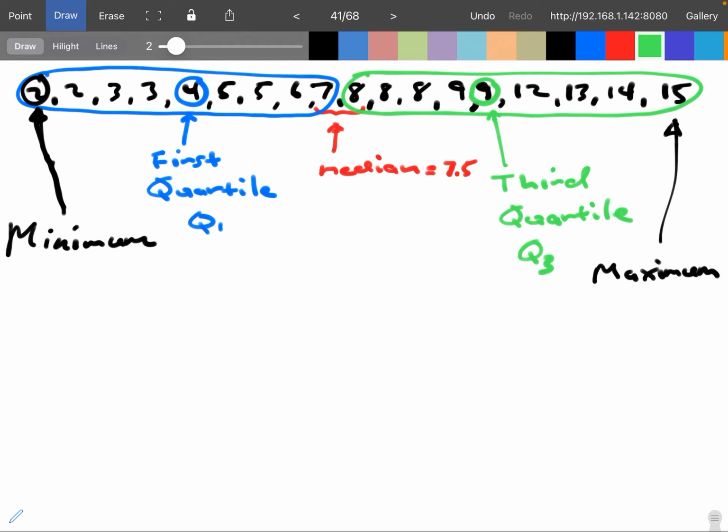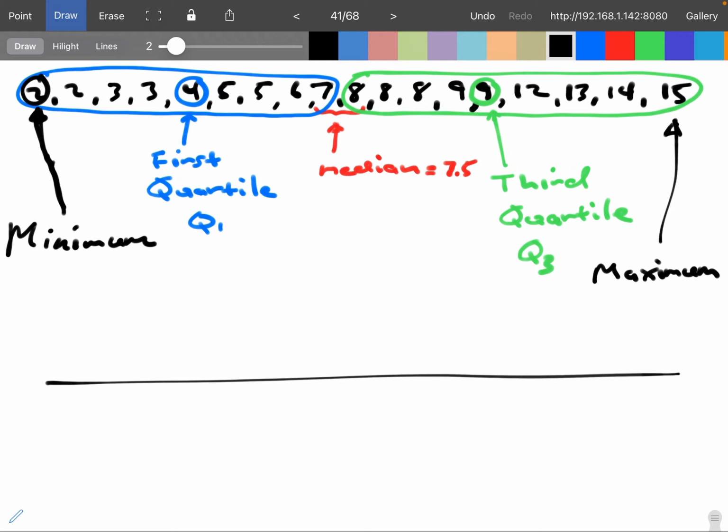So let's see if I can draw this thing for you guys. So you need to make a number line. So make a number line like this. And then you actually do need to scale it equally. So we need to go all the way from 2 to 15, okay? So we're going to go, here's 2, 3, 4, 5, 6, 7, 8, 9, 10, 11, 12, 13, 14, 15. So there's 15 right there.